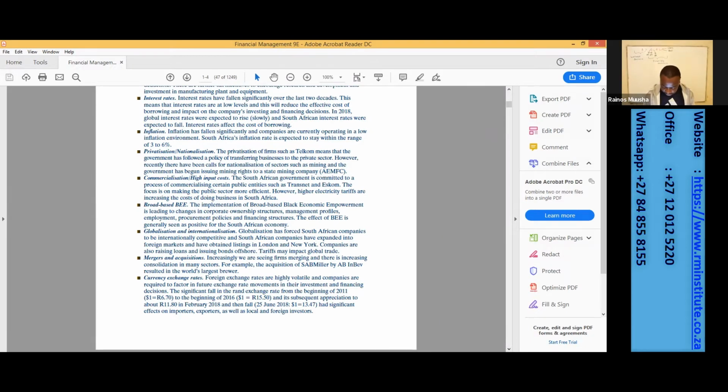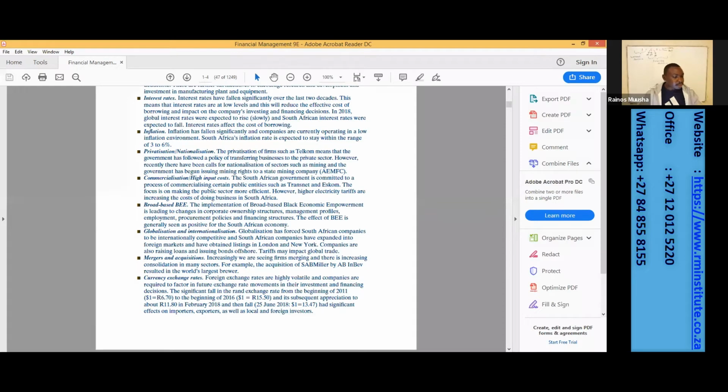Then next, we look at globalization and internationalization. And here they say globalization has forced South African companies to be internationally competitive, and South African companies have expanded into foreign markets and have obtained listings in London and New York as well. So this is where they're basically saying that because of globalization, companies have to keep up with competition, because economies are being opened up.